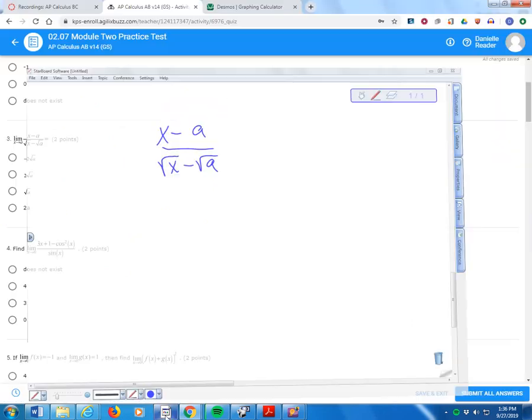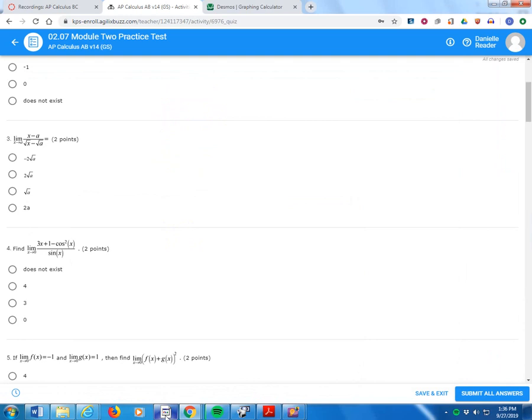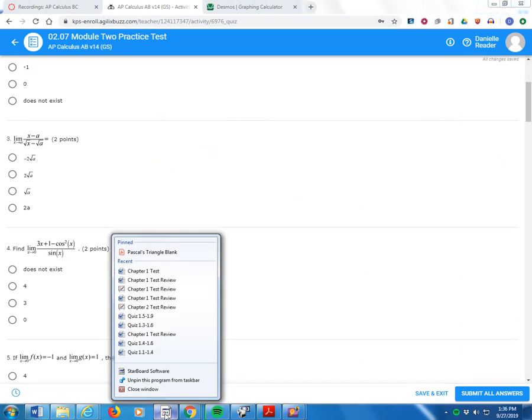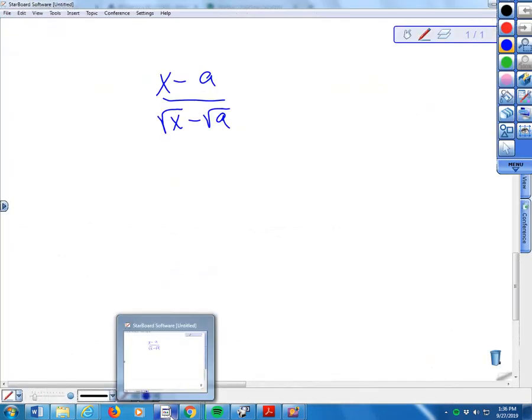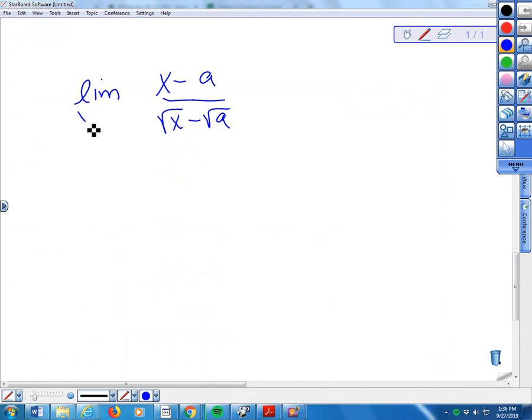And just to refresh my memory, x is going to a. The limit as x goes to a. Well, always try substitution first, because if you can do substitution and actually get a number, you never have to mess with doing any other algebra processes first. But of course, when we put a in, we get a minus a is 0, and the square root of a minus the square root of a is 0. So 0 over 0, we know we have to do something else here.